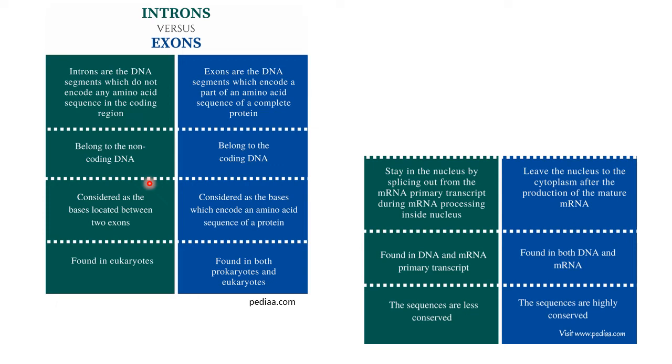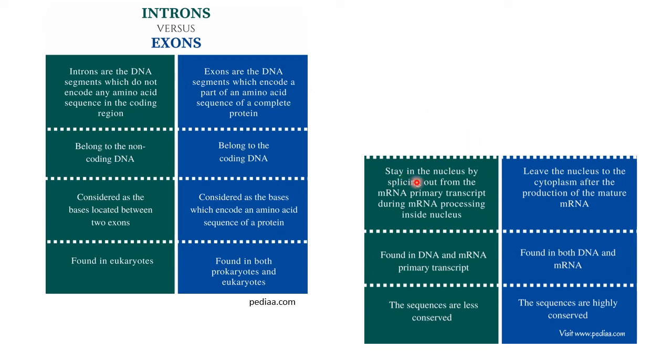Now introns belong to non-coding DNA and exons belong to coding DNA. Introns are considered as bases located between two exons. They interrupt the sequence of two exons or two coding regions. Exons are considered as the bases which encode an amino acid sequence of a protein. Introns are found in eukaryotes, exons are found in both prokaryotes and eukaryotes.